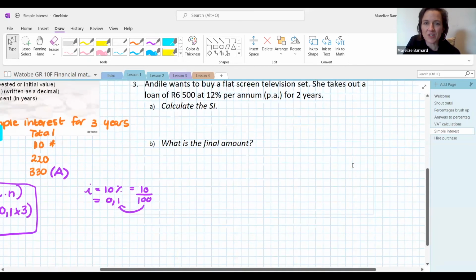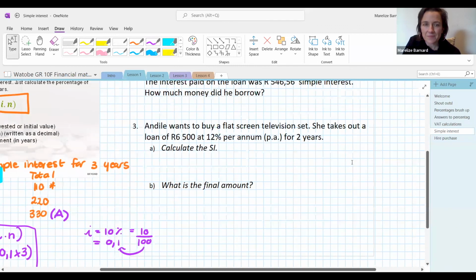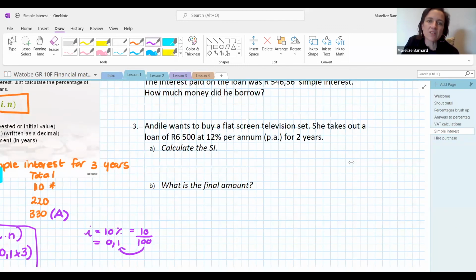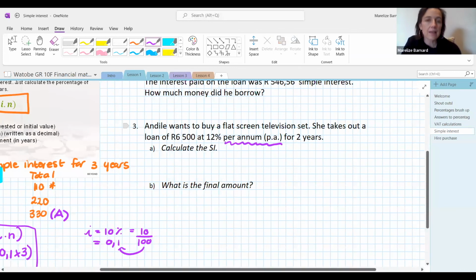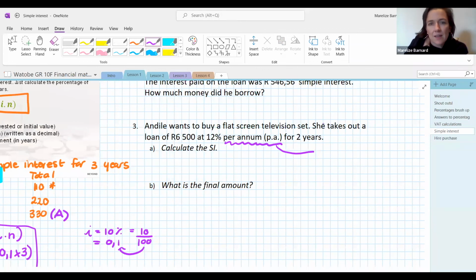Okay, let's go to question 3. Andili wants to buy a flat screen television. She takes out a loan of 6,500 Rand at 12% per annum for 2 years. Okay, so this is a new word if you don't know it yet. Per annum. Does anyone know what per annum means? You can pop it in the chat if you know what per annum means. It's per year. Nice. These Watobians are so smart. Per year.